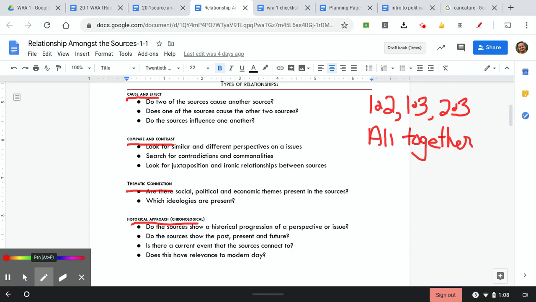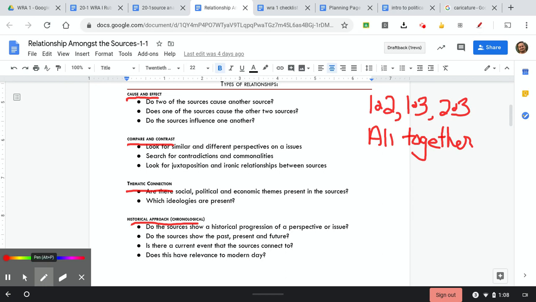The next relationship, compare and contrast. Here what you're doing is you're looking for similar and different perspectives on an issue. So you're searching for things like contradictions and commonalities. Look for juxtaposition and ironic relationships between the sources. So here, juxtapose them. Compare source 1 and source 2. Is there something ironic between the 2 of them? Do they have different viewpoints? Compare them. What's the same? What's different? So similar and different perspectives on an issue.